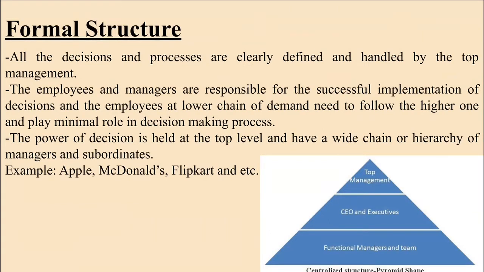So, moving on to the next slide. In formal structure, all the decisions and processes are handled by the top management. The employees and managers are responsible for the successful implementation of decisions, and the employees at the lower chain of command need to follow the top management in the decision-making process. The power of decision is held at the top level and there is a wide chain or hierarchy of management.